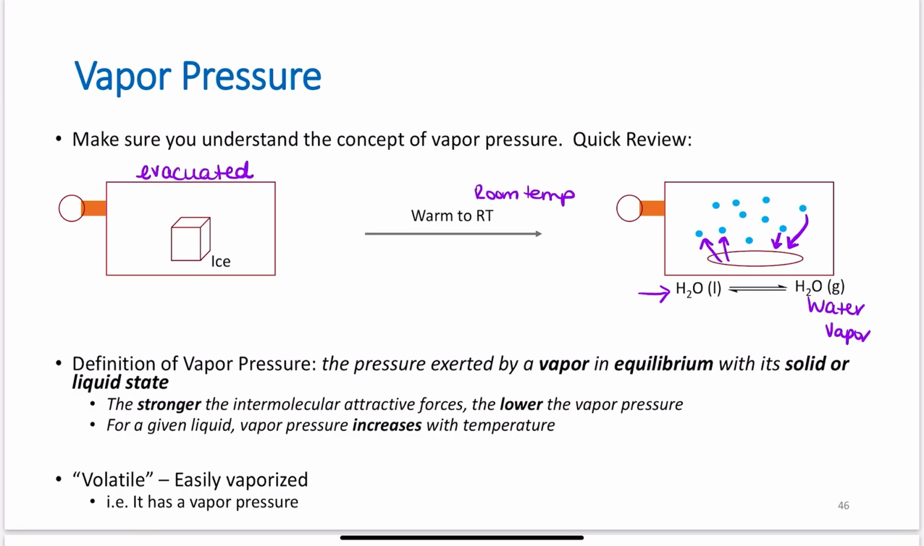For a given liquid, that vapor pressure increases as we increase the temperature. If I increase temperature, these particles have more energy, therefore it's easier to escape. And again, volatile means easily vaporized, meaning it easily escapes into the vapor phase. And something that is volatile has a vapor pressure.